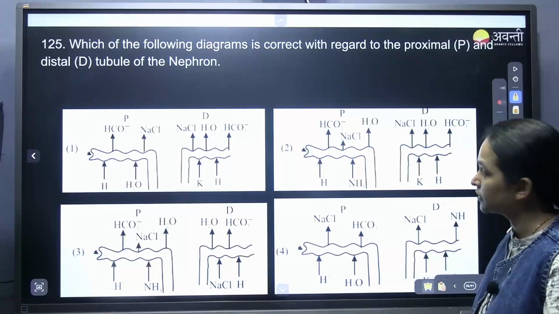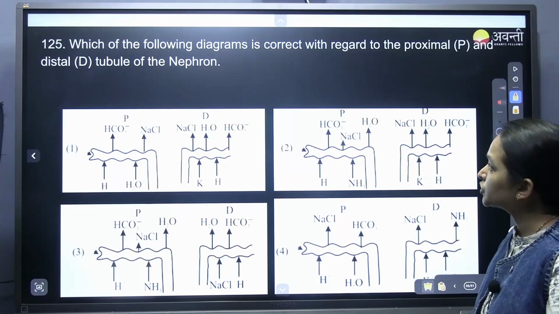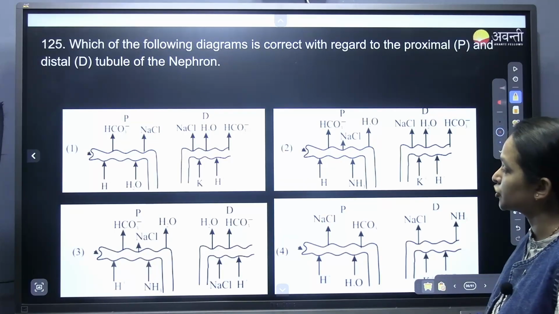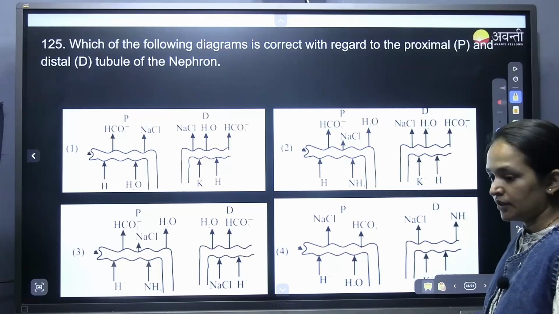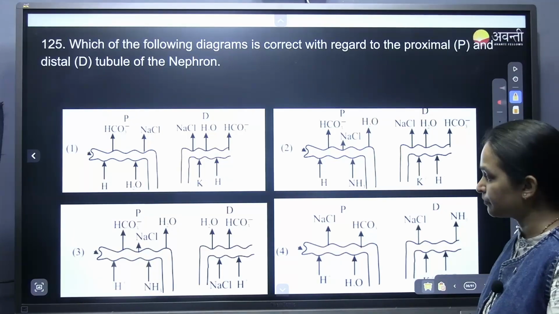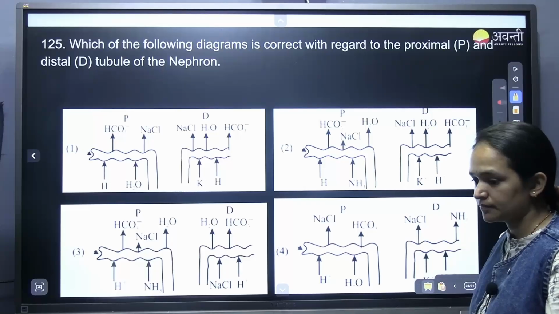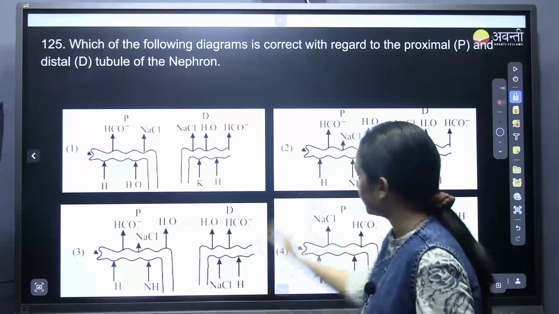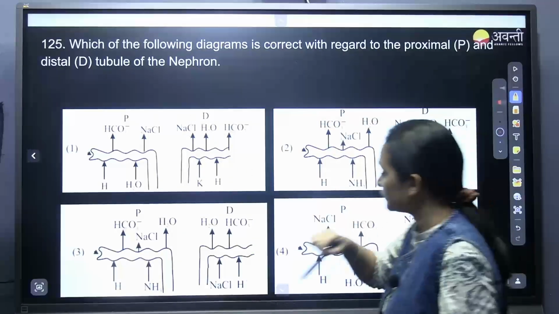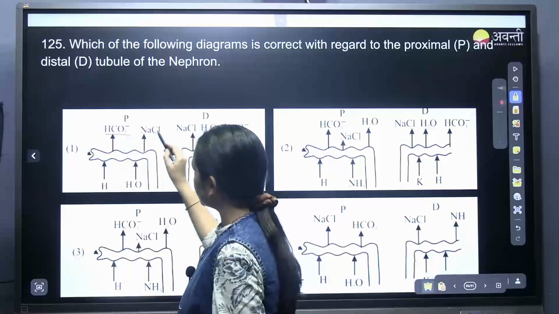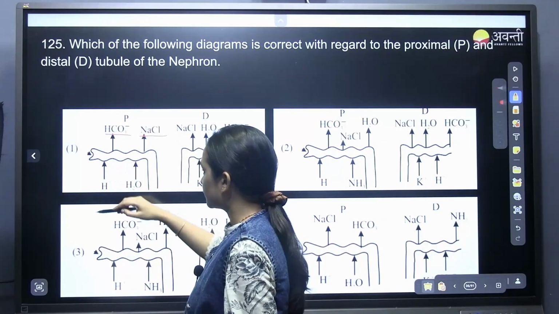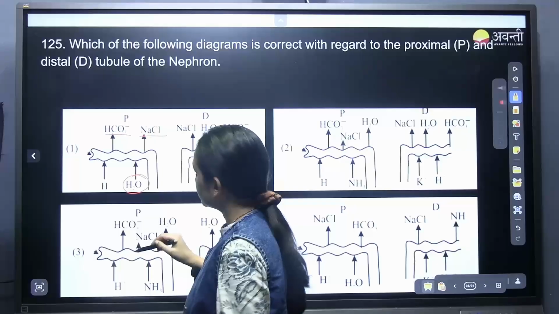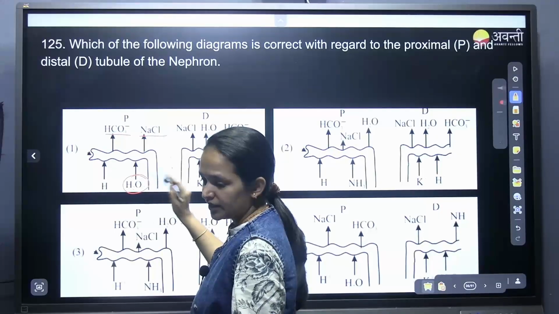This is a wonderful question. Which of the following diagram is correct with regard to proximal and distal tubule of nephron? Go through the option A, B, C, D and tell me which is the correct option. So this is PCT, this is DCT. Here reabsorption of bicarbonate takes place, NaCl takes place, hydrogen ions will be secreted in. Is H2O secreted? No, H2O is reabsorbed, isn't it? H2O is reabsorbed.